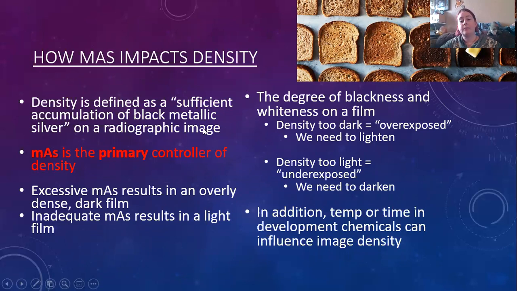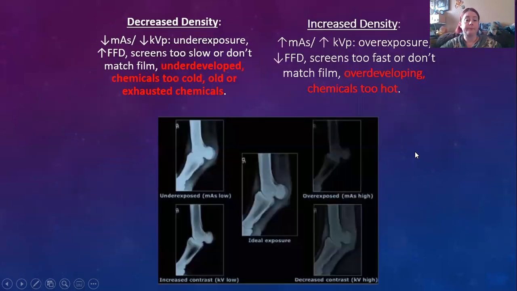So mAs is the primary controller of density, and this is going to be that degree of blackness on the film. How many electrons we send across is going to have a major impact on how our results look. If the density is too dark, it's overexposed and we need to lighten it. If the density is too light, it's underexposed and we need to darken or add to our settings.